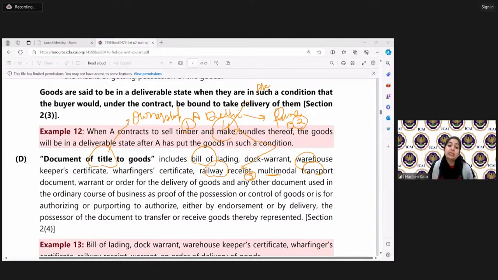But ma'am, what is dock warrant? What is warehouse certificate? What is wharfinger certificate? All these three categories, dock warrant, warehouse, wharfinger certificate, are the documents used for loading the goods in the ship. So the ship will come. It might take time for the ship to come to the port. So where will you store the goods? Now, Mr. A wants to give the goods by ship.